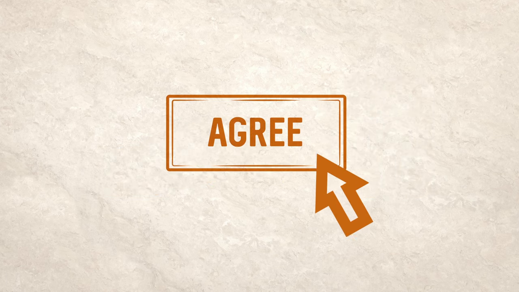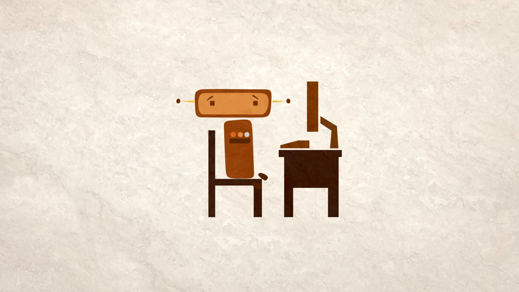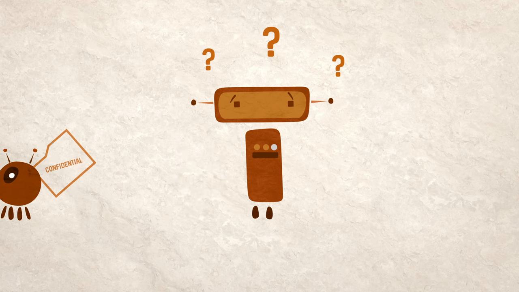By clicking agree to terms of service, users technically consent to this model. But in practice, virtually no one actually reads them. This is a problem because no one knows what they're really signing up to, which creates opportunities for misuse.